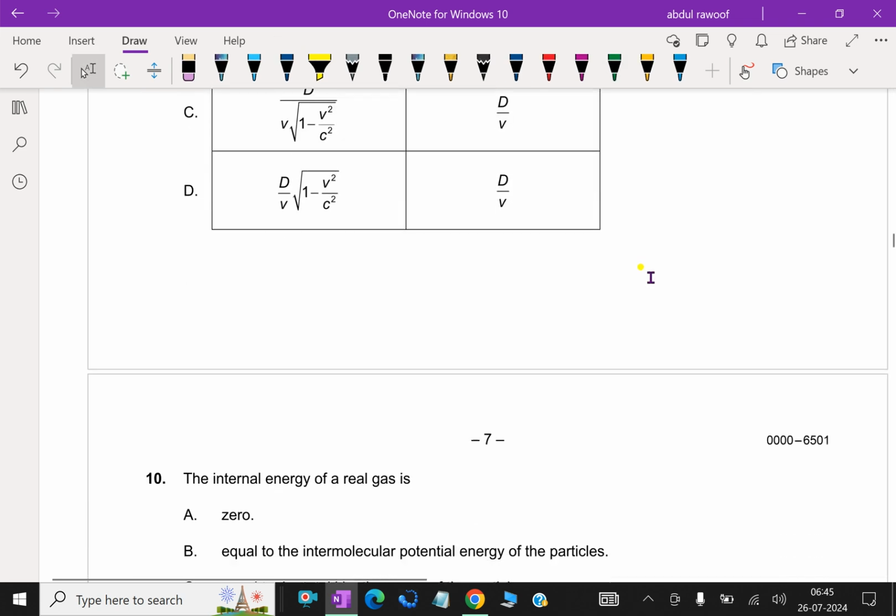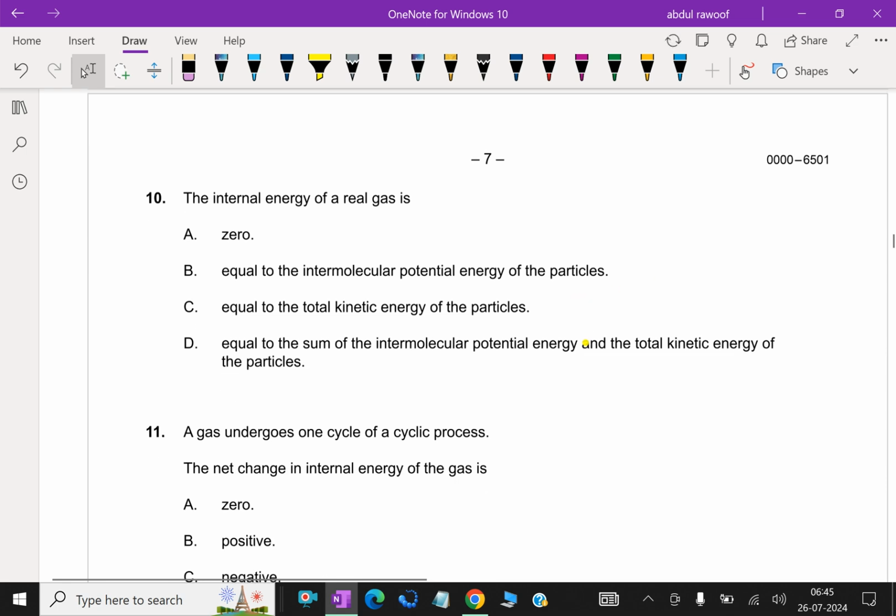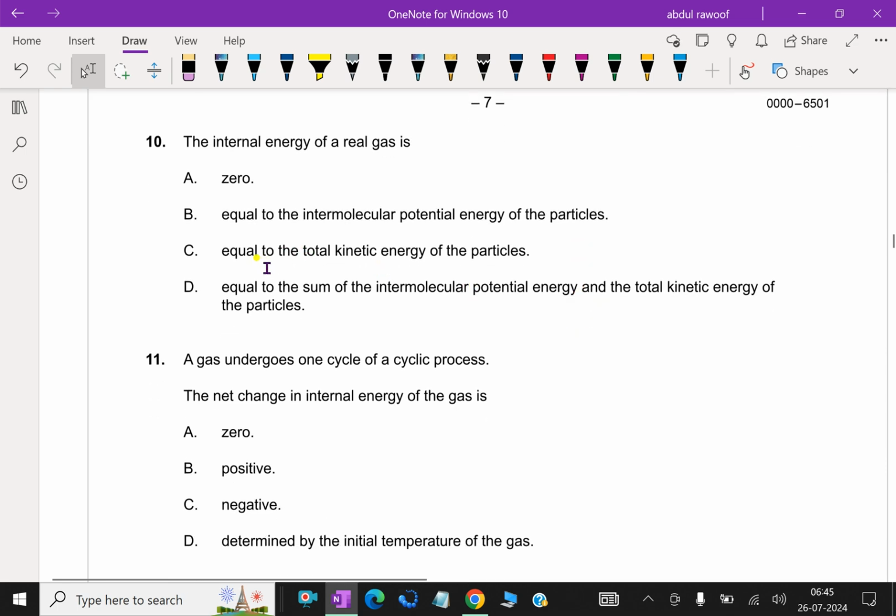A. Question number 10. The internal energy of a real gas is not 0, and it is not equal only to the intermolecular potential energy of the particles, and not only the kinetic energy. It is equal to the sum of the intermolecular potential energy and the total kinetic energy of the particles. Both together are the internal energy of the gas. Option D.